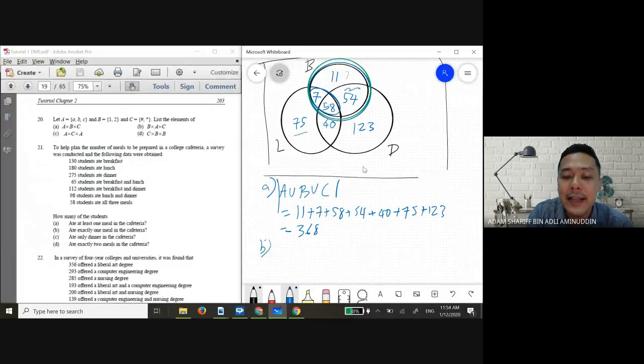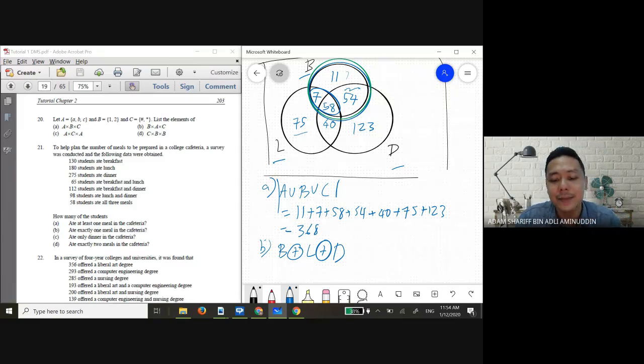It means that I need to find, kalau saya betul-betul nak represent dalam operation of set, is B. Boleh saya guna B, L, D. It means B mutually exclusive L mutually exclusive D. Kalau saya tanya symmetric difference B, L, D, you don't have that particular formula.